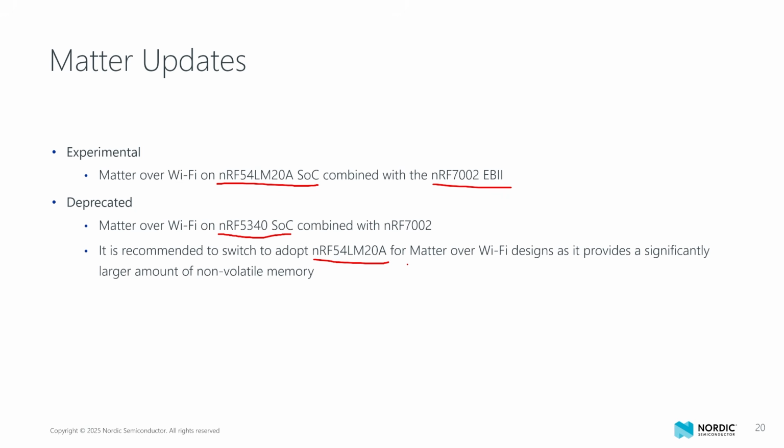The main reason is that the nRF54 LM20A provides significantly more resources, a larger amount of non-volatile memory, as well as more available RAM compared to the nRF53. Actually, I think they have the same amount of RAM, if I remember from the top of my head, but at least the larger non-volatile memory is a big plus, especially for Matter over Wi-Fi devices that require more space for the full stack to run before you even get to the application.